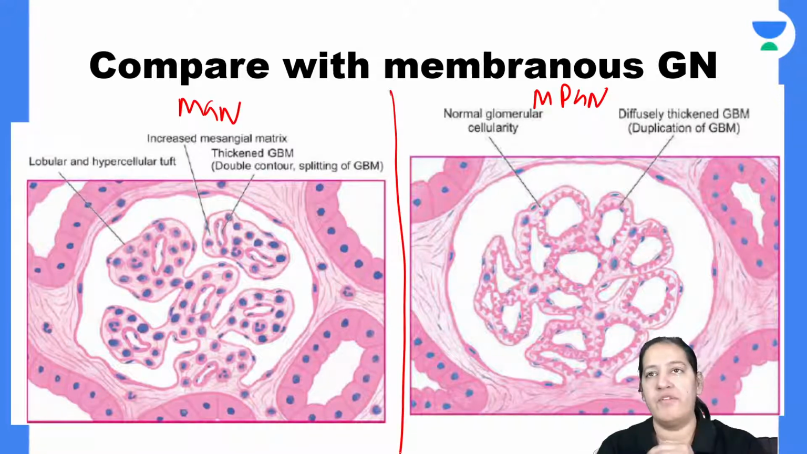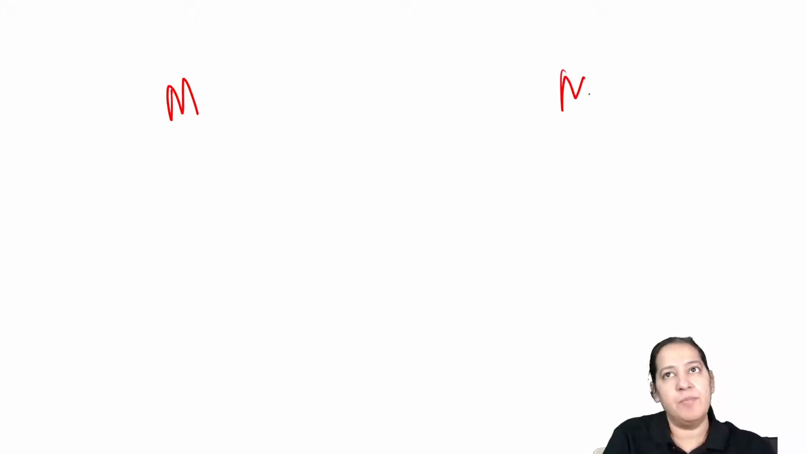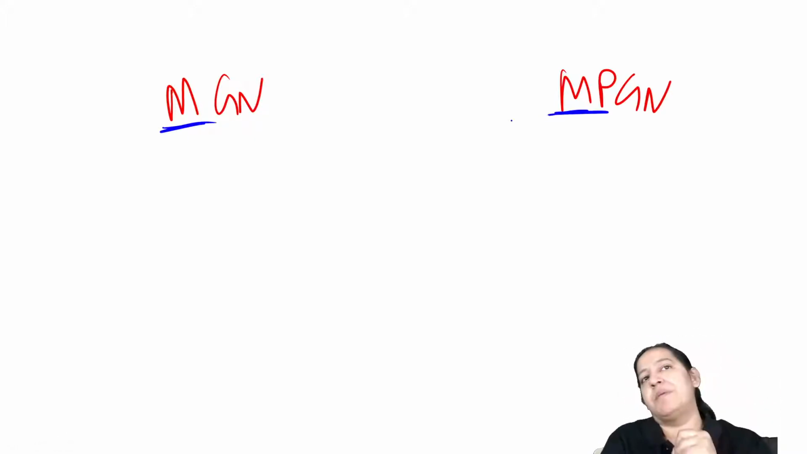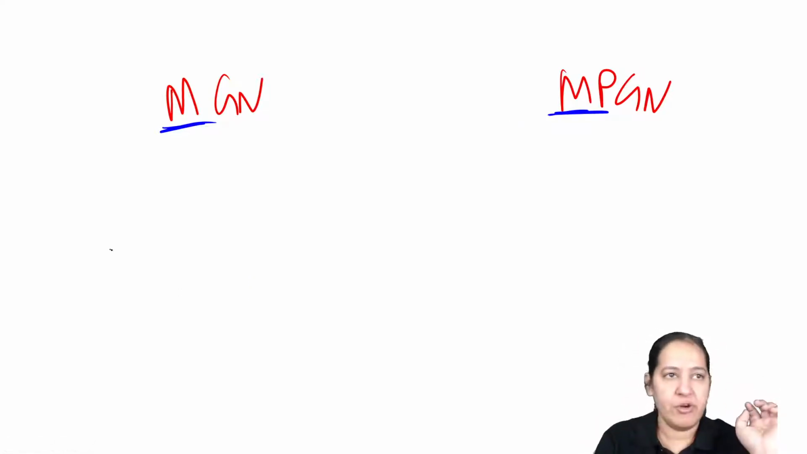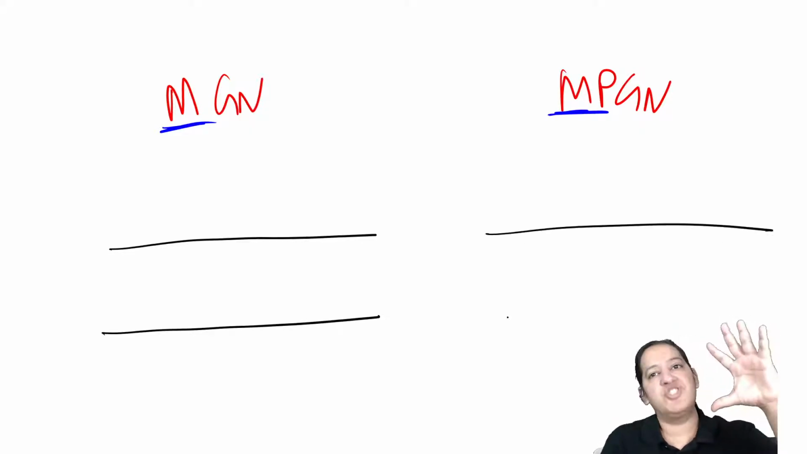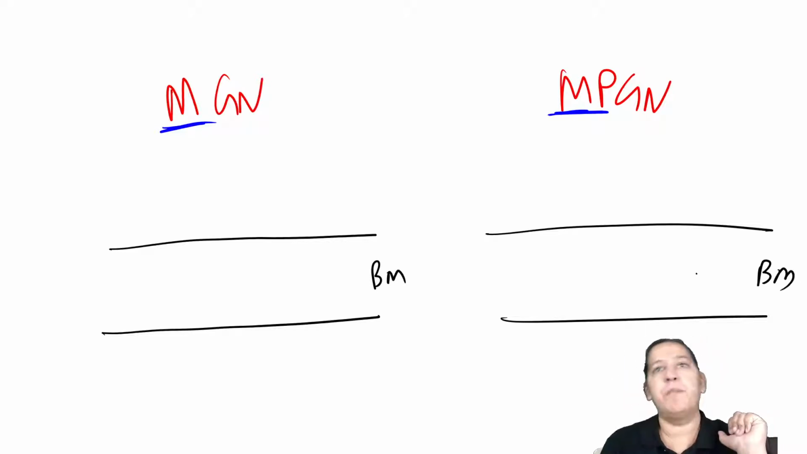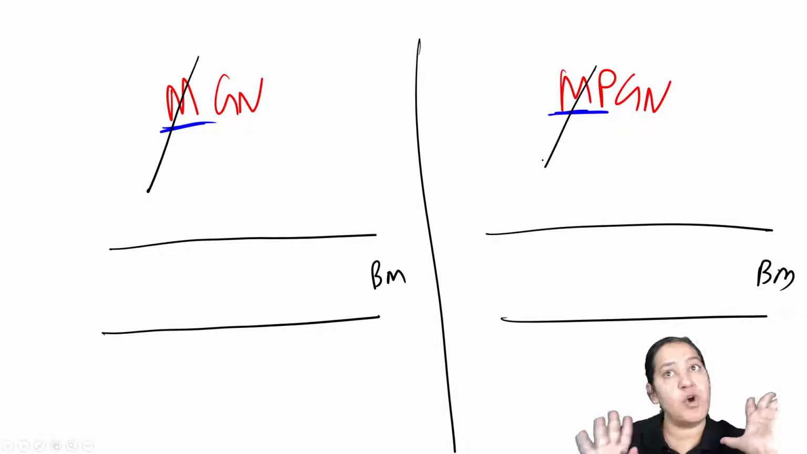Membranous and membranoproliferative. As the name indicates, what do you mean by membranous? Membranous means thickening of the GBM. Both of them have a GBM. Let me draw a GBM. So here the GBM will become thickened. In both of them, the GBM is thickened. This is the basement membrane at the center. It will get thickened in both of them. That's why both of them are membranous. Membranous terminology is common in both of them.